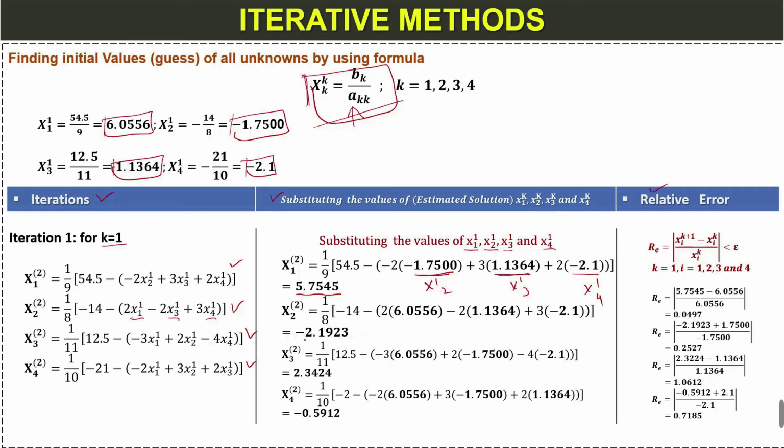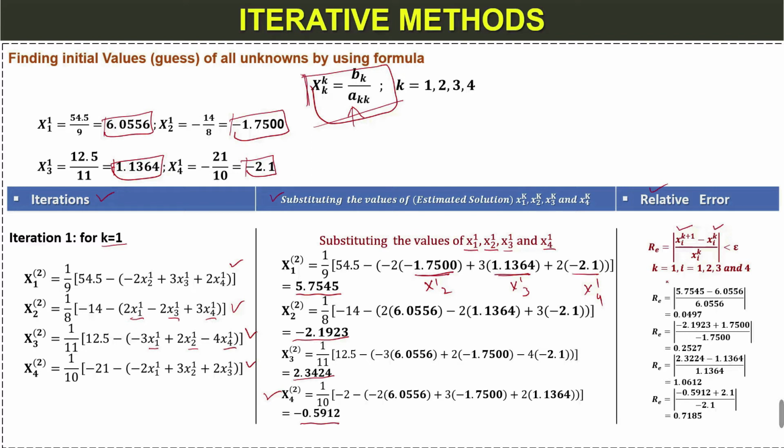So after simplifying this one, we get the new estimated solution, that is x22, and similarly for x23 we substitute the values of x11, x12, and x14, and after simplifying we get the new estimated solution x23, which is this one. Similarly for x24 we have a new value. Okay, now we calculate the relative error, that is the next iteration minus the previous one.